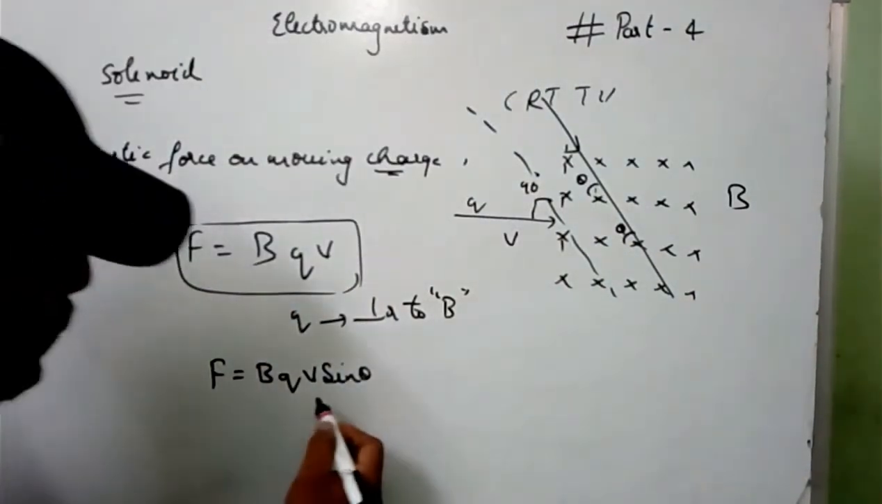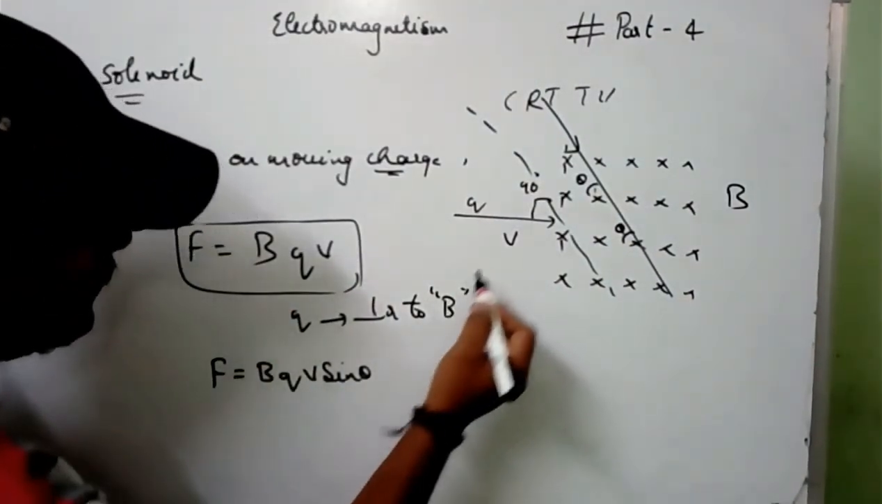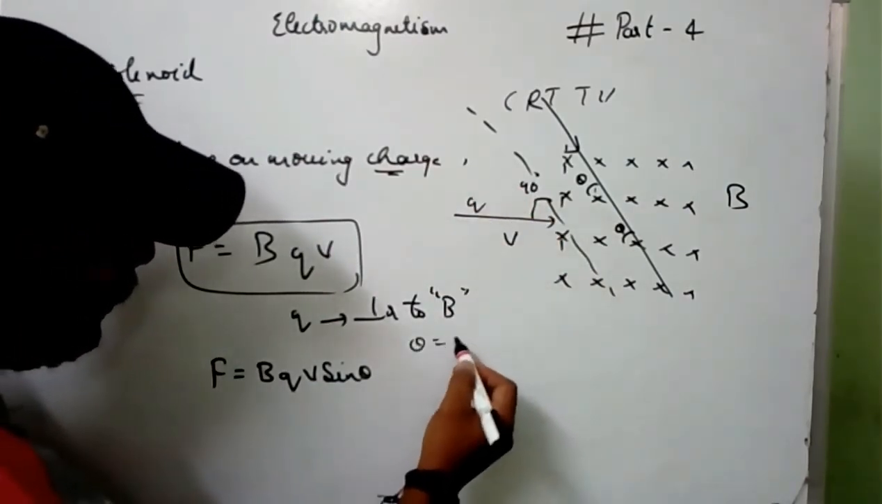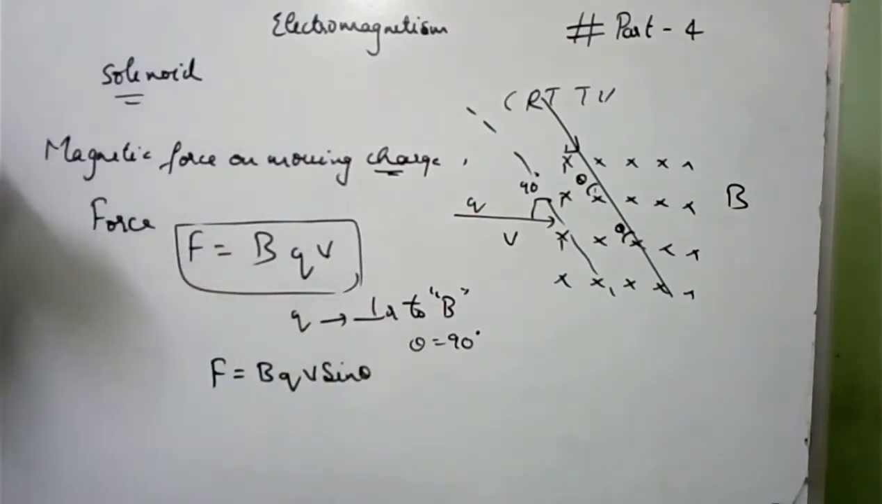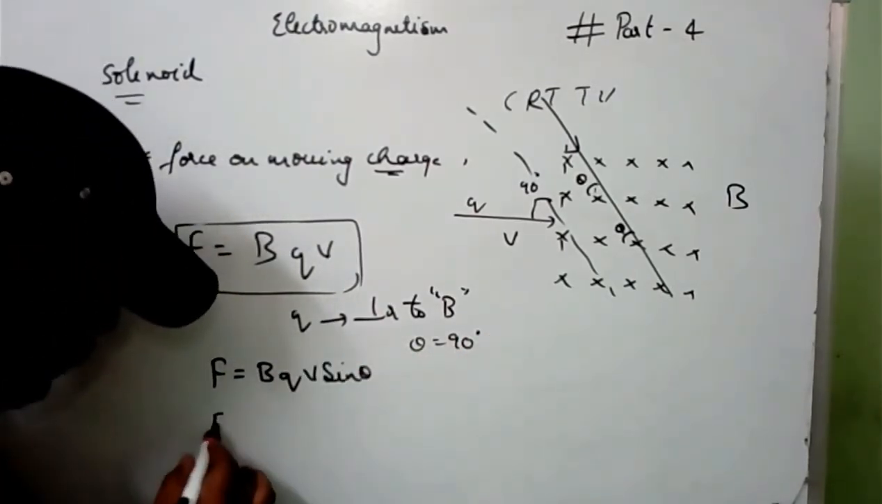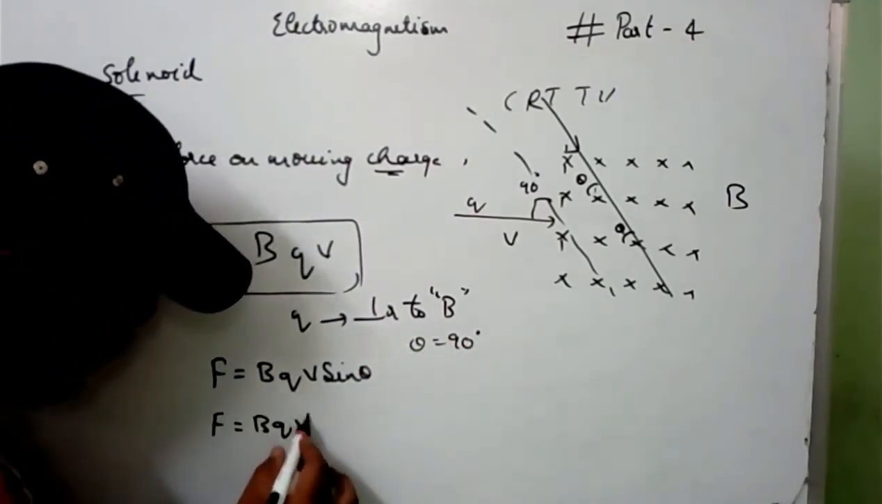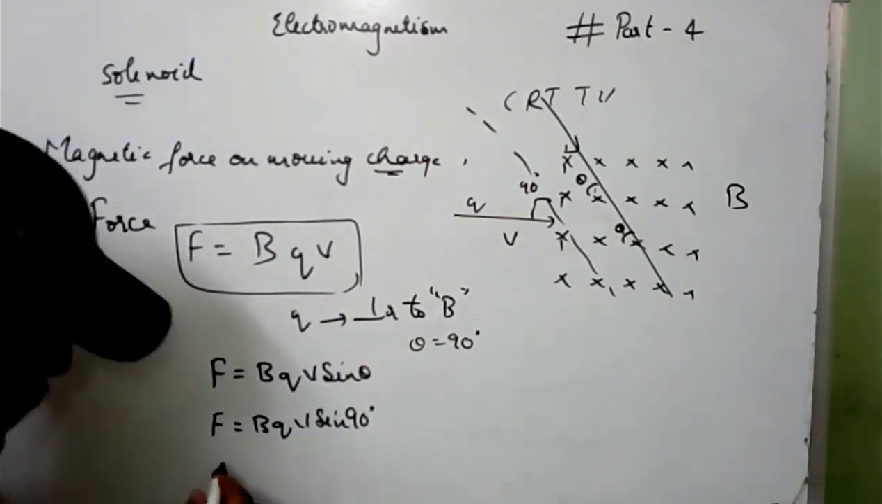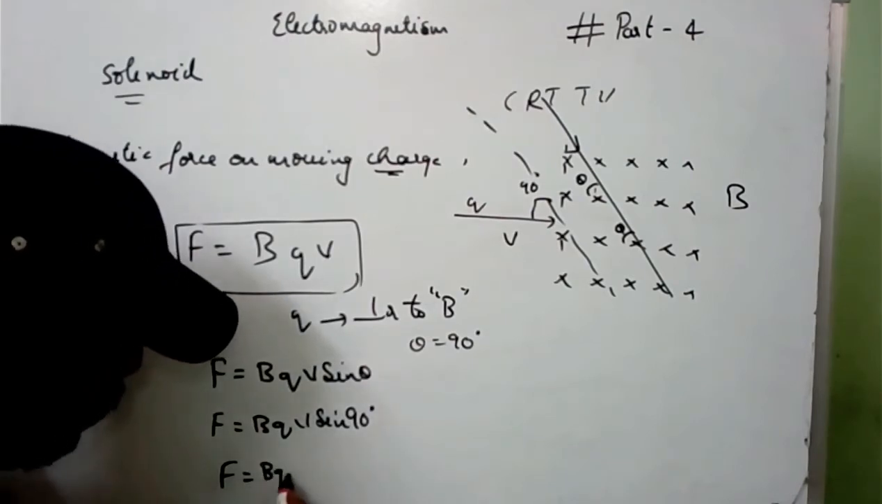So here you can use this formula with sin theta. In the first condition, we took the charge moving in the perpendicular direction, so what will be the angle? Theta is equal to 90 degrees. If you substitute that angle here, F = BQV sin 90. You already know that sin 90 is 1. That is the reason we wrote F = BQV.